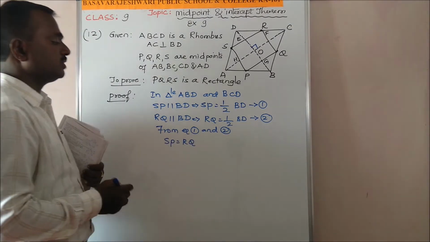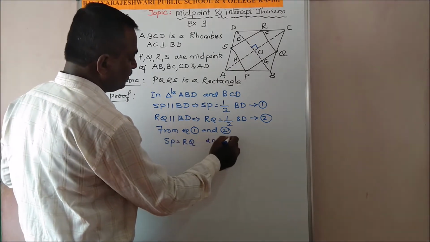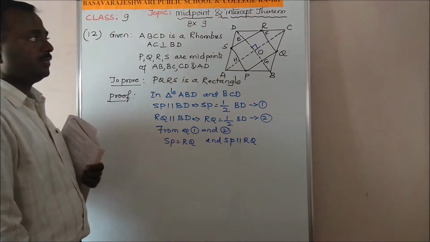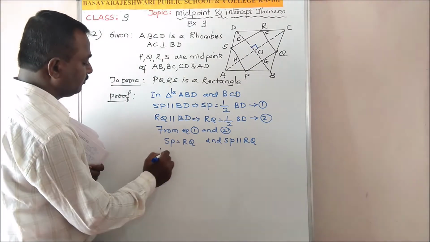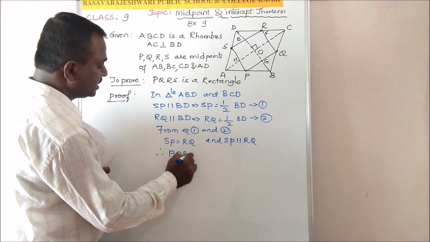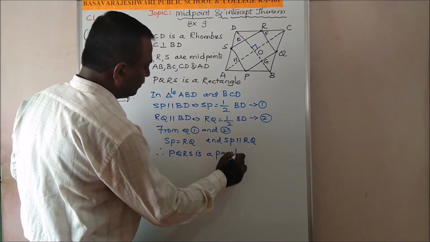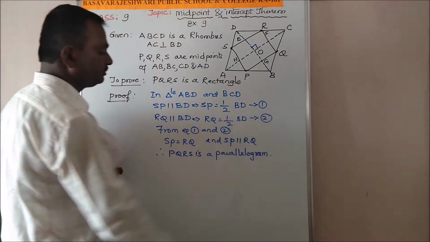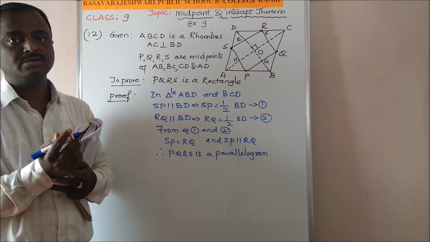Since SP and RQ are parallel to BD, SP is also parallel to RQ. See, a pair of opposite sides are equal and parallel. Therefore, we can say PQRS is a parallelogram.